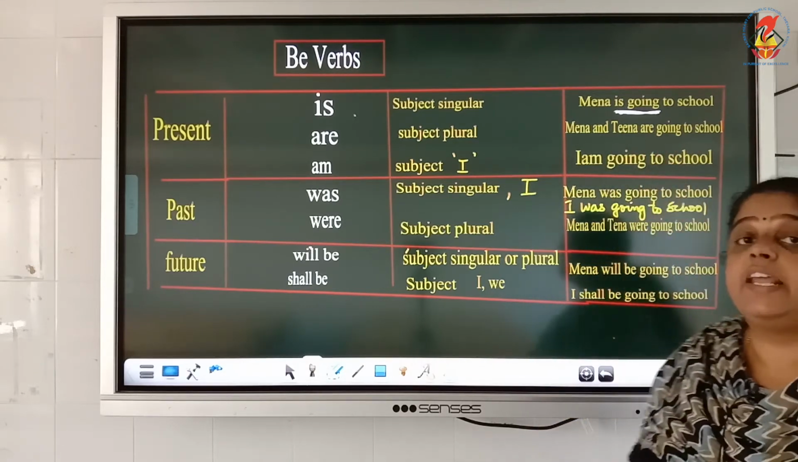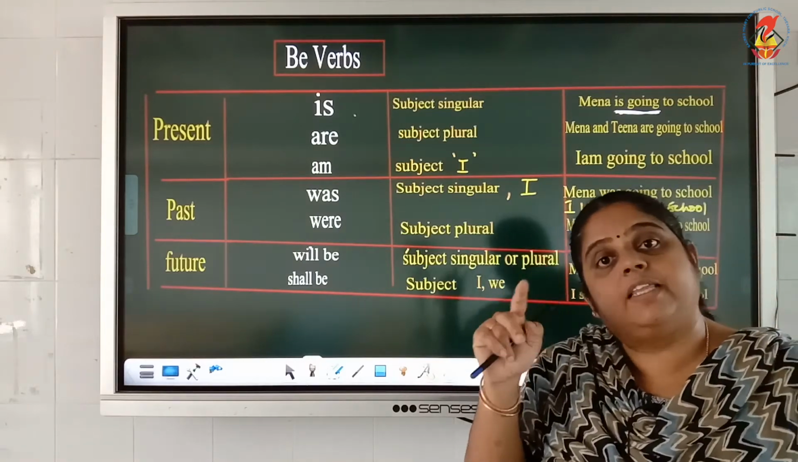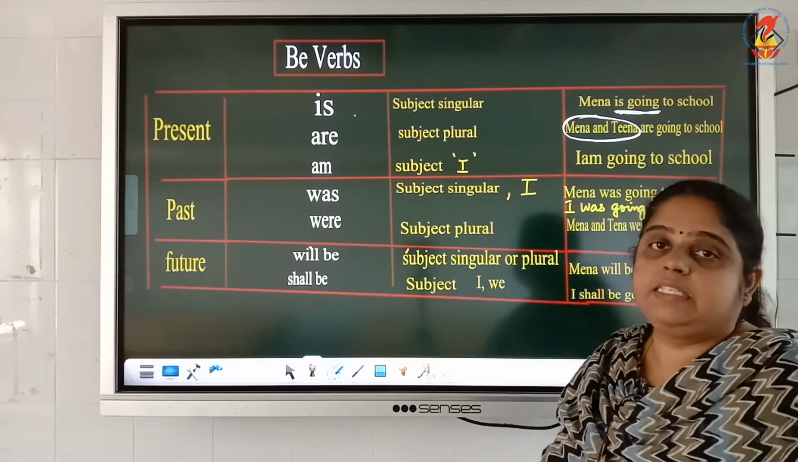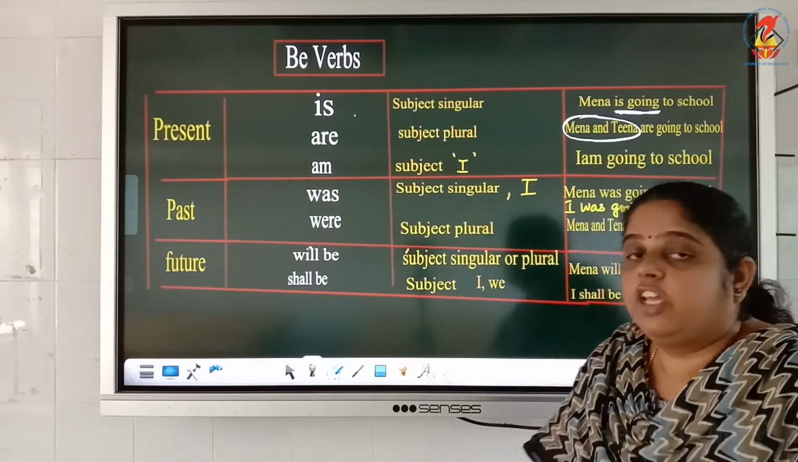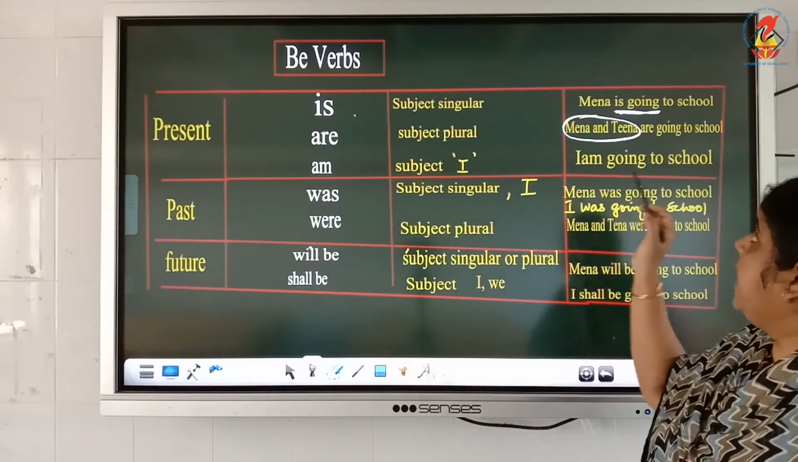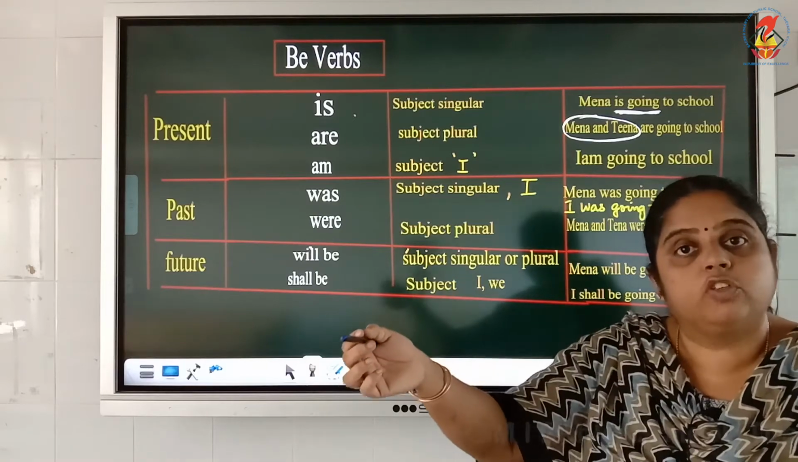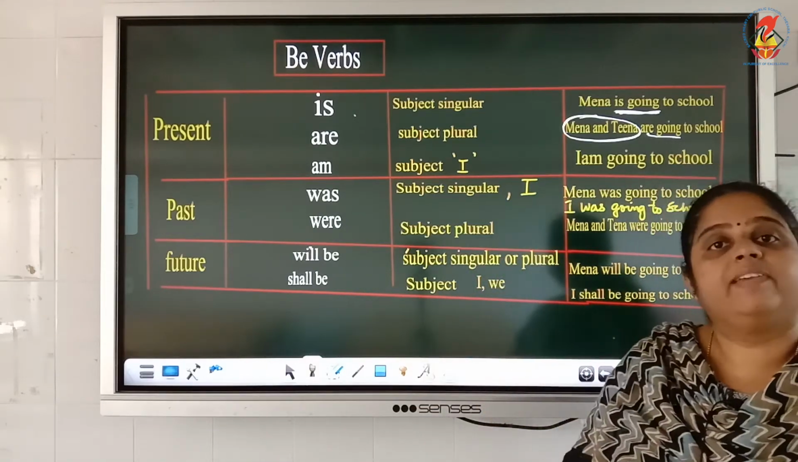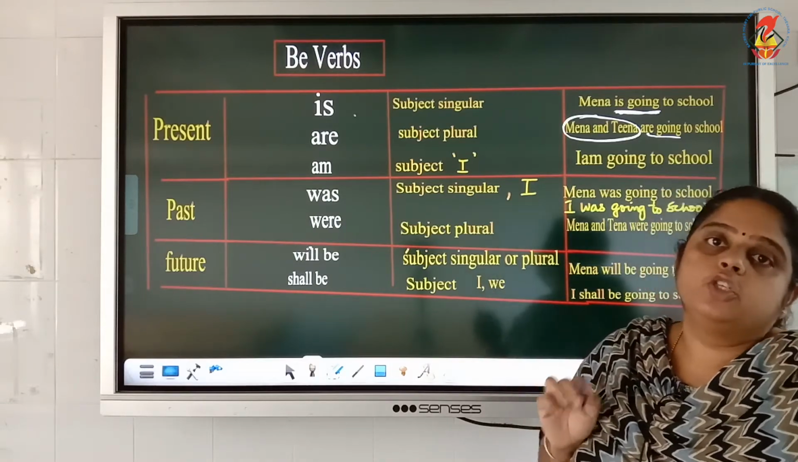Meena and Tina, when two persons are there, together we consider them as plural. The subject is plural, not a single person; both two persons are there. In that case, what do we do? We don't say Meena and Tina is going to school. What do we say? We say are going to school.